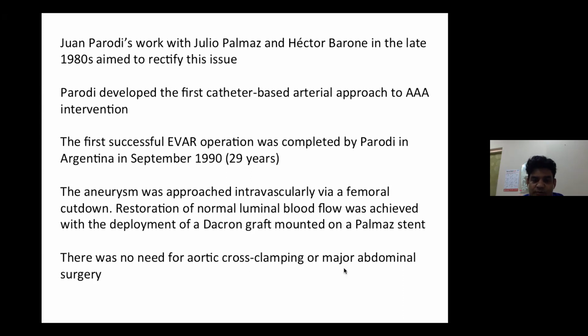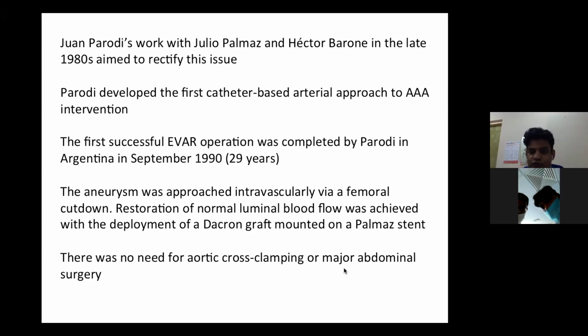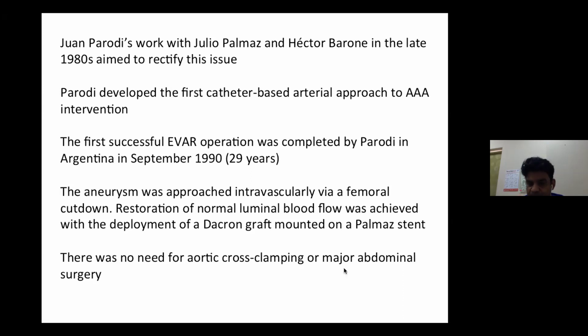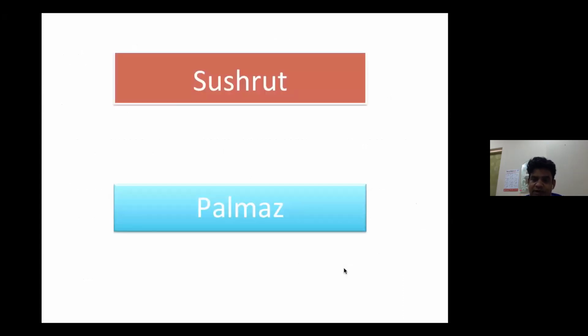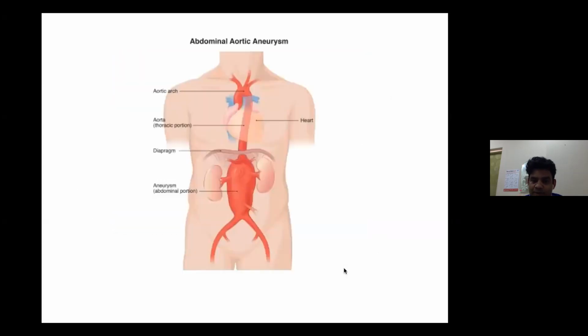The aneurysm was approached intravascularly via femoral cut down. The restoration of normal luminal blood flow was achieved with the deployment of a balloon-mounted Palmaz stent. There was no need for aortic cross clamping or major abdominal surgery, which were the risk factors increasing the morbidity and mortality otherwise. So we have traveled a long way from Sushruta to Parodi.